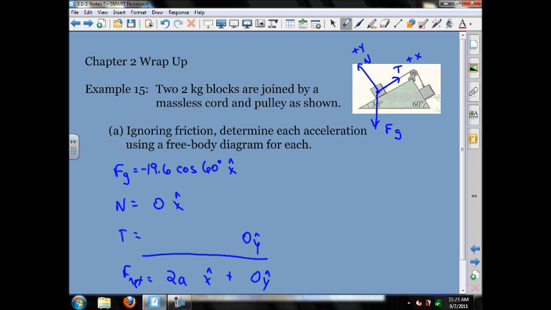We could get the y components as well. But really, this is going to be negative 19.6 sine 60. This will be positive 19.6 sine 60. Cancel out. We're actually not going to use that, so we don't even need it. Tension, we don't know, so let's call that T.